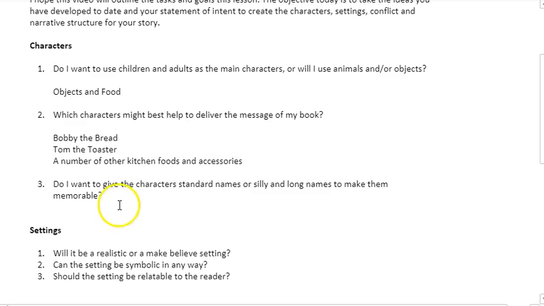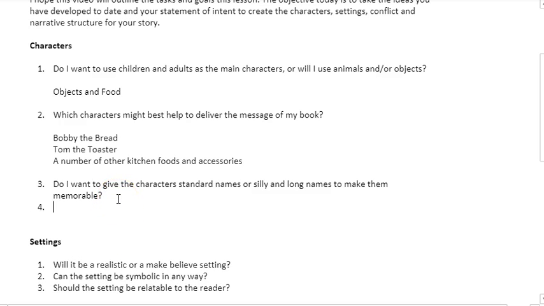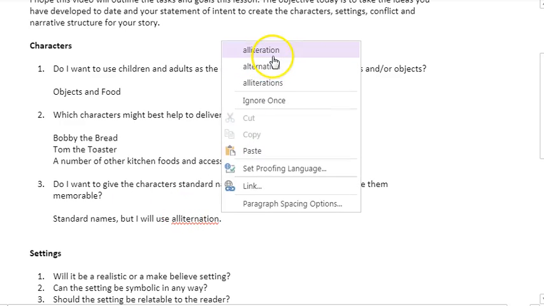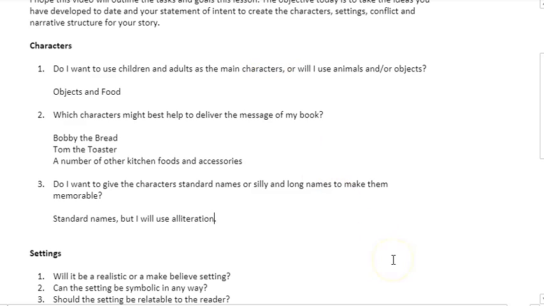So I'm not going to give them silly names because they are actually abstract objects already. I'm going to go with standard names, but I'm going to use alliteration. And again, remember, in this standard, we're looking at deliberate use. The deliberate use of certain techniques. So obviously the use of alliteration is deliberate, and it's to make the reader be able to identify the character very, very quickly.